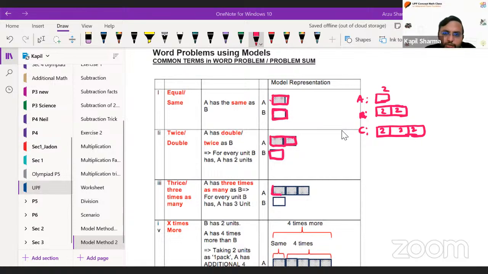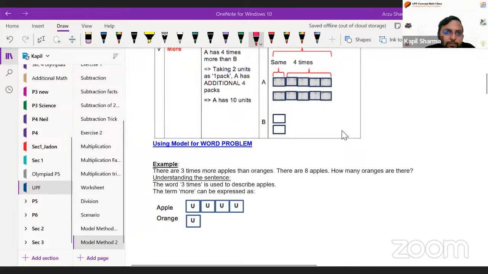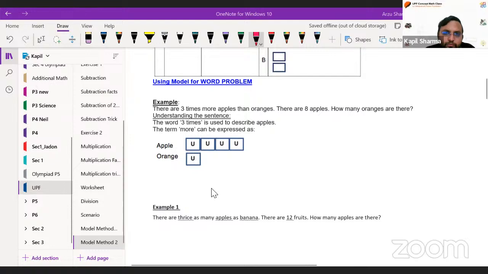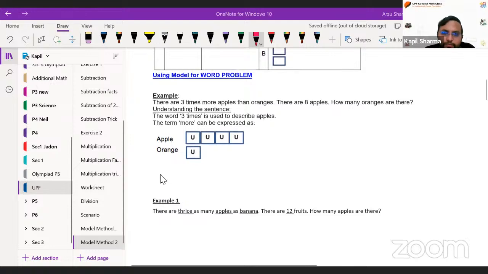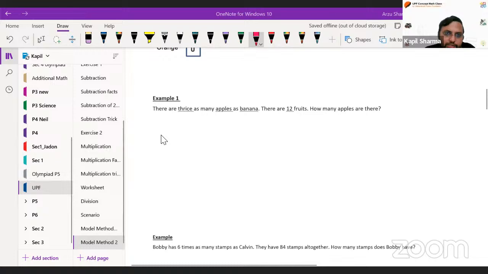Okay. So let's try to understand this with the help of a problem. Let's look at this problem. There are thrice as many apples as bananas. And in total, there are 12 fruits. Now the question is how many apples are there?